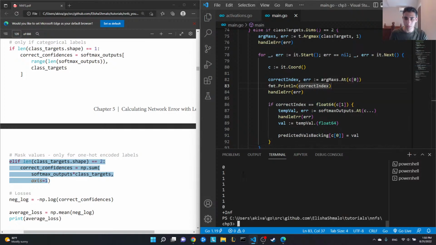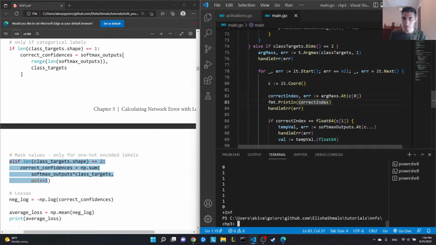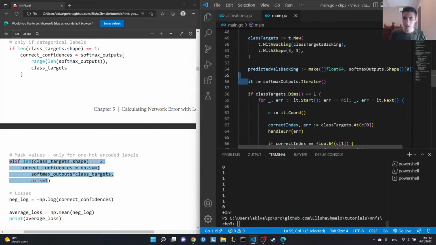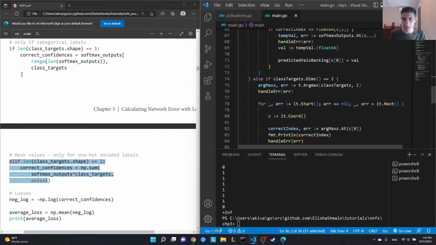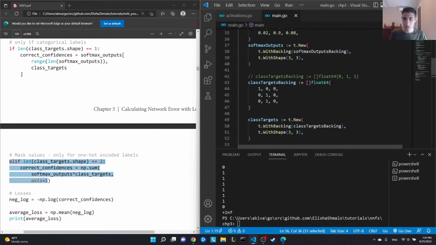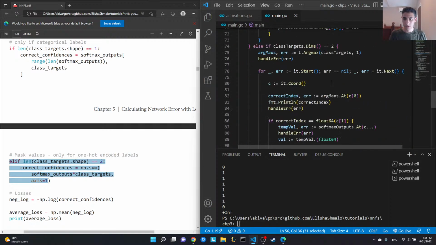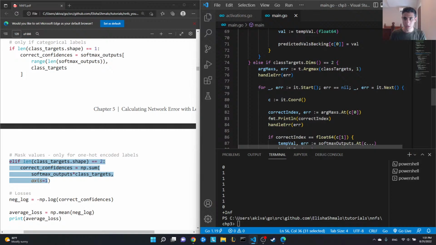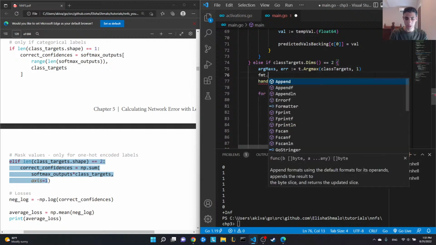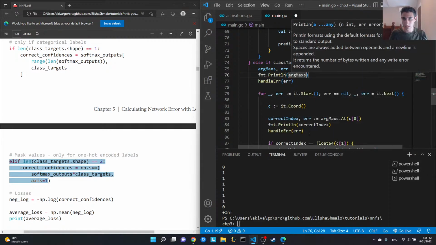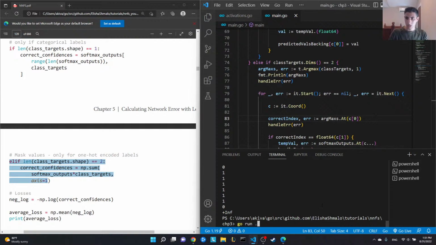I think everything should be working the same way as it was before. This is confusing. 0, 1, 1, 1, 1, 1, 1, 0. That's weird. I don't know why this is happening so often. Why is this even running so often? The correct index in the beginning is 0, and then it's 1. fmt.println argmaxes. I'm not sure why the iterator is going on for so long.